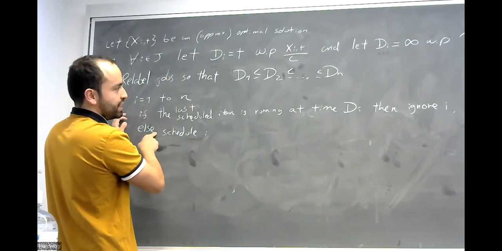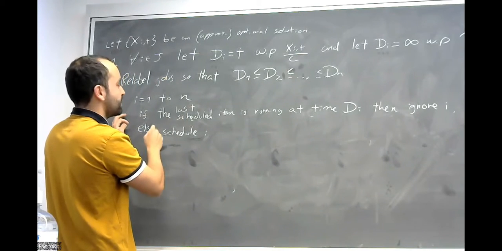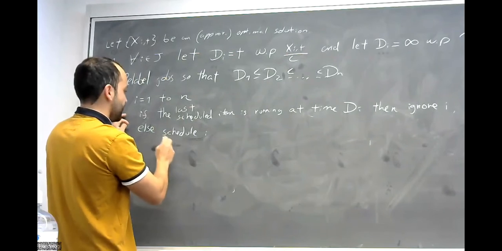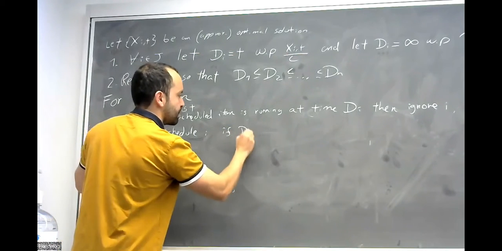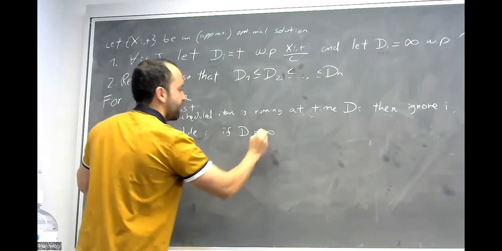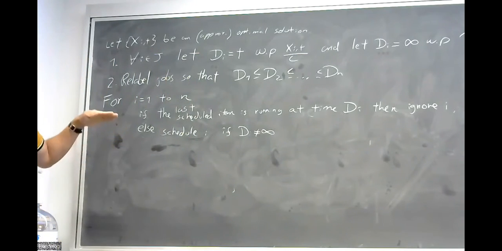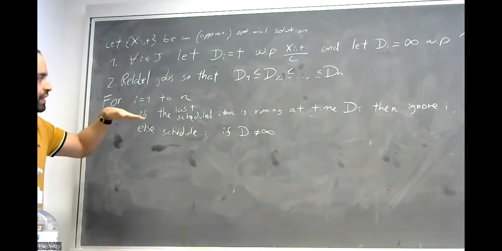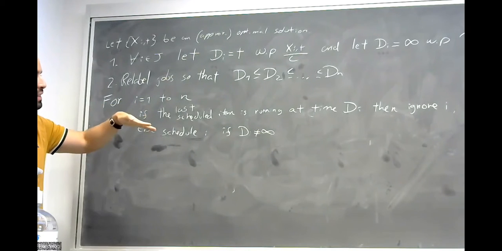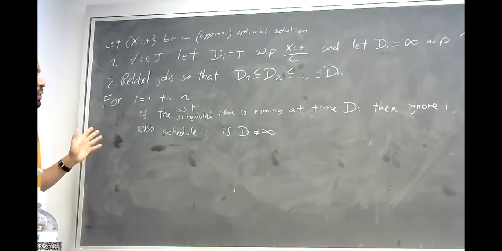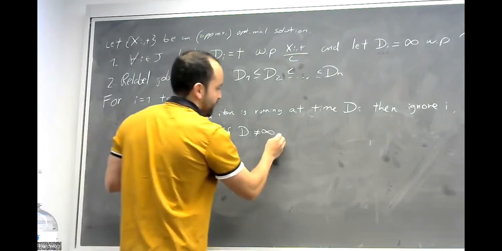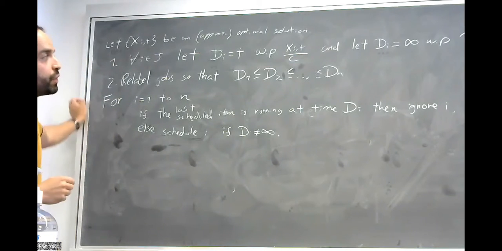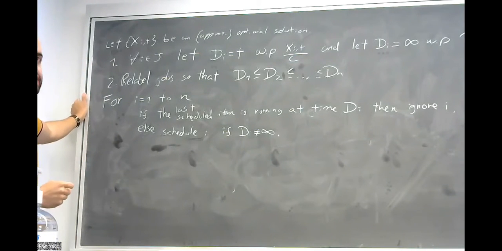In this sense, we are assuming that di is not infinity. So, schedule i at the end. Yeah, so if the last scheduled item is running at time di, we will ignore it. Otherwise, we schedule i as long as di is not infinity, and we will schedule it as soon as we can. So let's see what's the expected reward that we obtain from this.